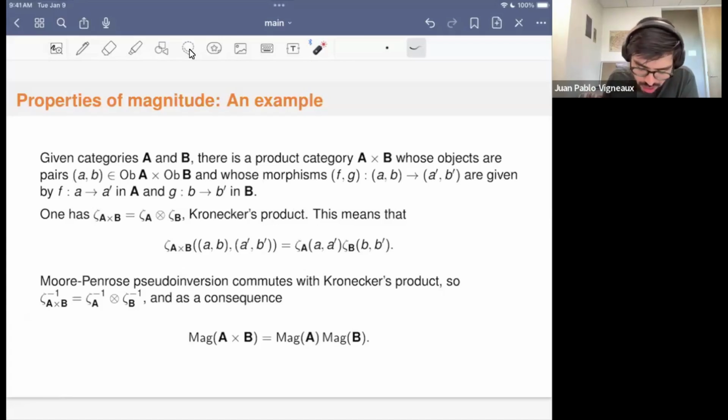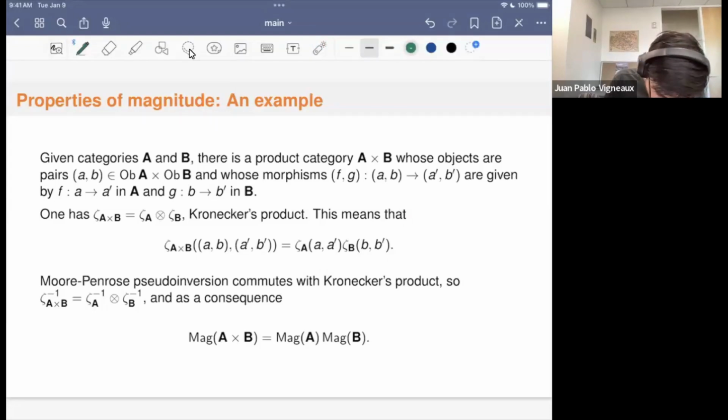For example, when you consider the product category, the objects are obtained by multiplying the object sets, and for every pair of objects, the morphisms also correspond to the product, so a morphism is given by a pair. That means that the zeta function is the canonical product of the zeta function of A and the zeta function of B, which just means that you have this equality. And this is nice: the Moore-Penrose pseudo inversion commutes with the canonical product. Here there should be a plus.